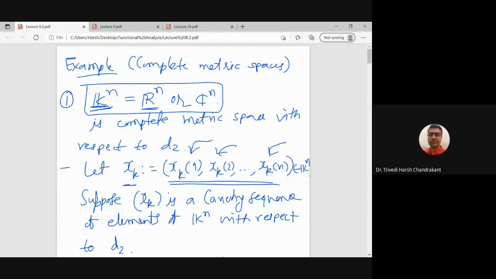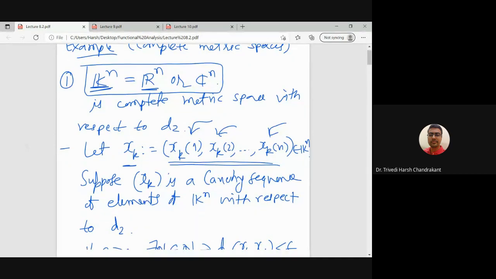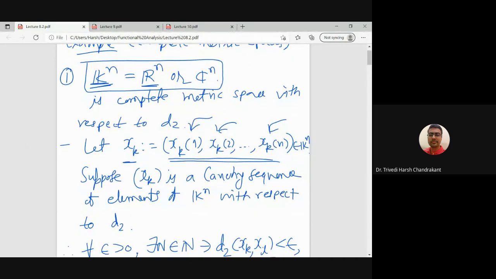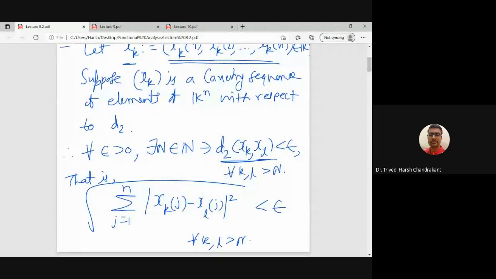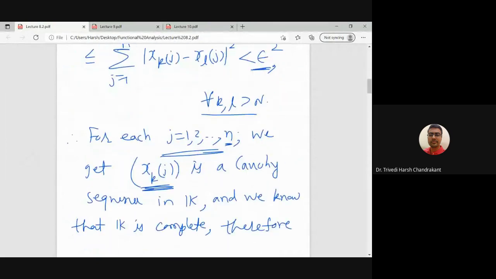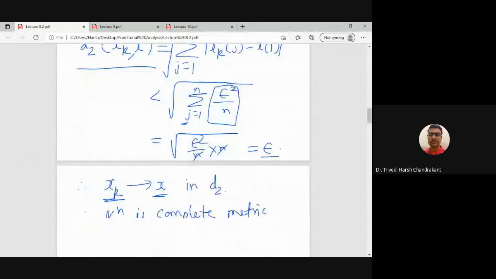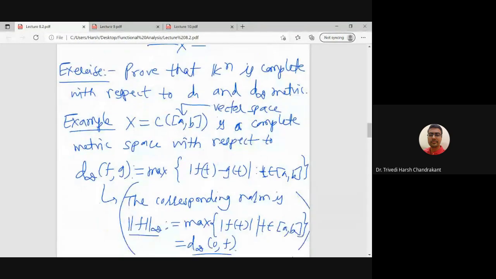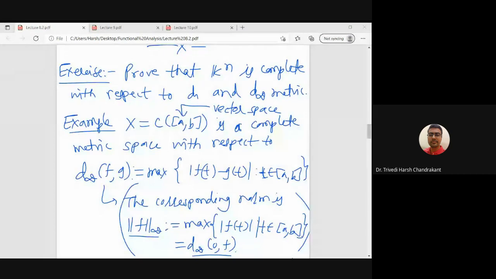Discuss examples of complete metric spaces. The first example we have shown is that the n coordinates of real numbers, or n coordinates of complex numbers, is a complete metric space with respect to the metric d2. And then I have given as an exercise that d1 and d infinity are metrics. So did you check that K^n is complete with respect to d1 and d infinity?